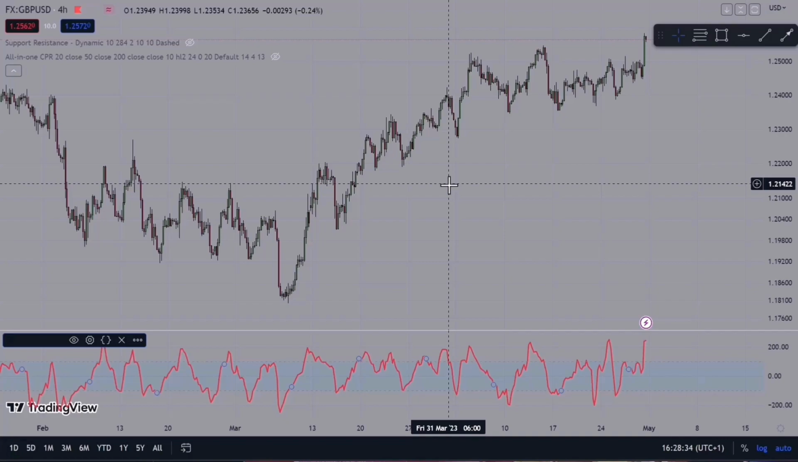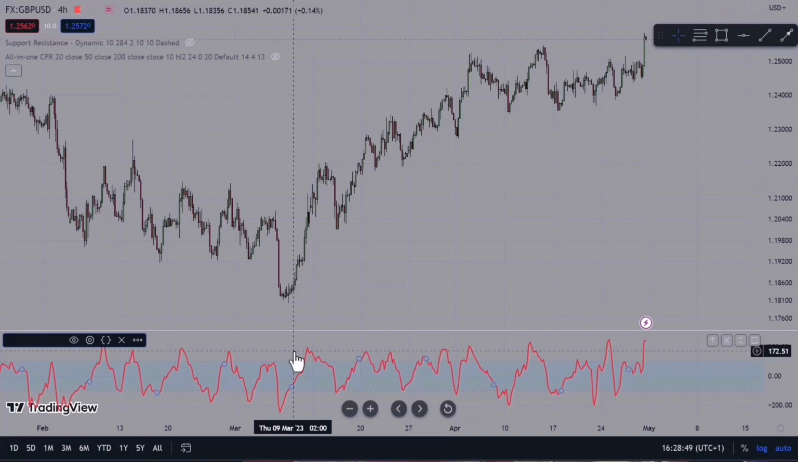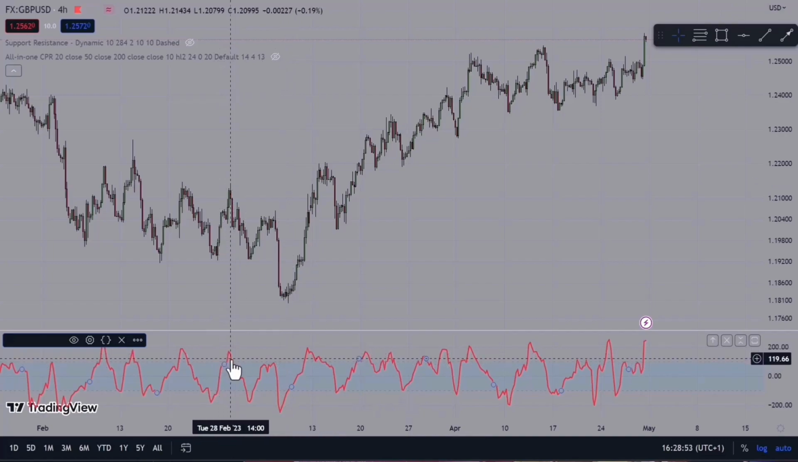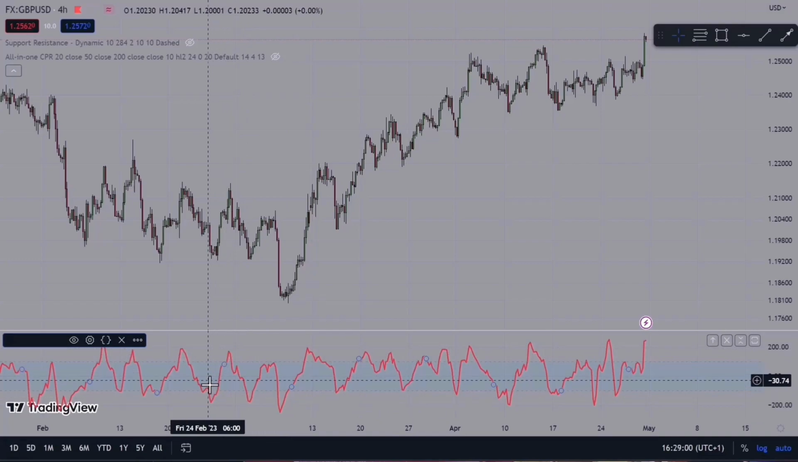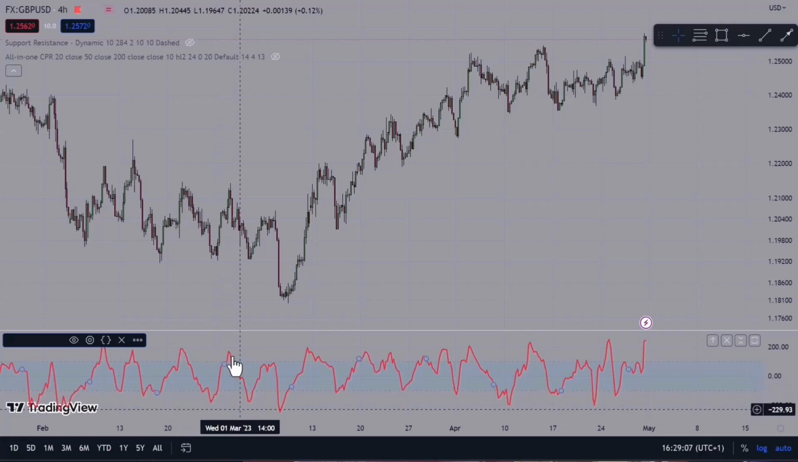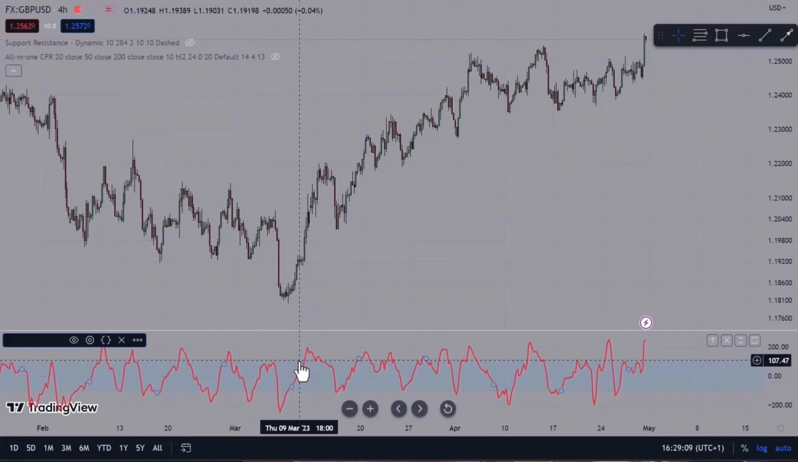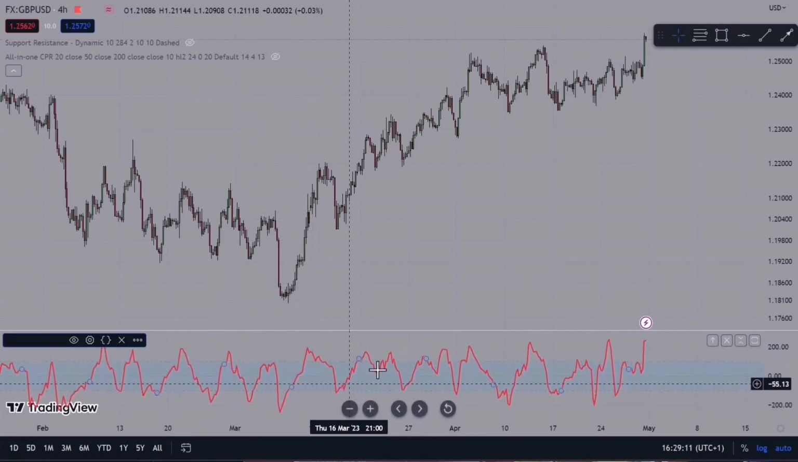So now that you know the overall direction of the market, let's go into the indicator and break down how you can use this indicator to profit from the market. If you look at this indicator, anytime you see the line above the 100 level, it means the market is overbought, and anytime you see the indicator below the -100 level, this means that the market is oversold. So we have two things that we see in this indicator: overbought and oversold.